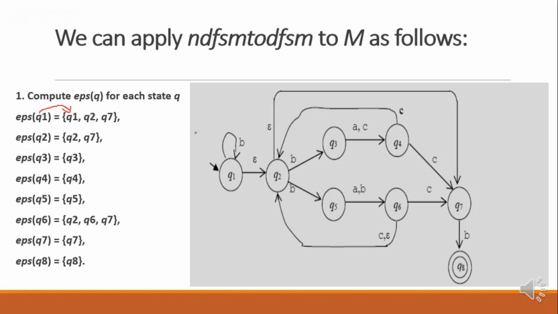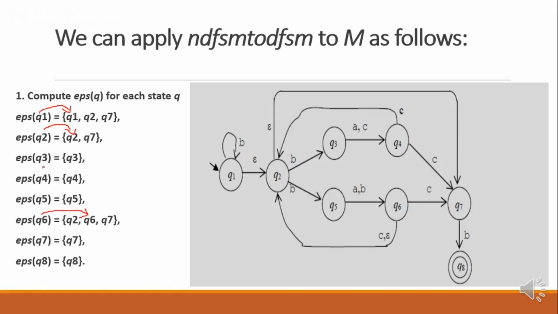Now the epsilon closure of Q2. First of all, we'll add Q2. From Q2, taking epsilon transition, you can add only one state, that is Q7. So Q2 and Q7. The epsilon closure of Q6: from Q6, taking epsilon transition, we get only one path, that is Q2. From Q2 further, taking epsilon transition, we get Q7. So the epsilon closure of Q6 will be Q2, Q6 and Q7.